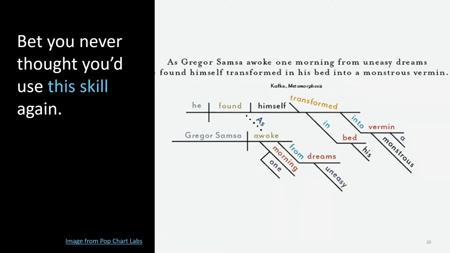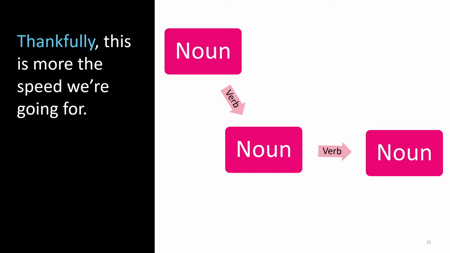This is sentence diagramming. I don't know if any of you have to do this in school? Okay, it's not just me, where you actually break down, this is the subject, the predicate, the verb, the adverbs, all of it, and how it connects. Thankfully, we don't need to get this detailed. We're just looking at nouns and verbs. So this is more our speed.